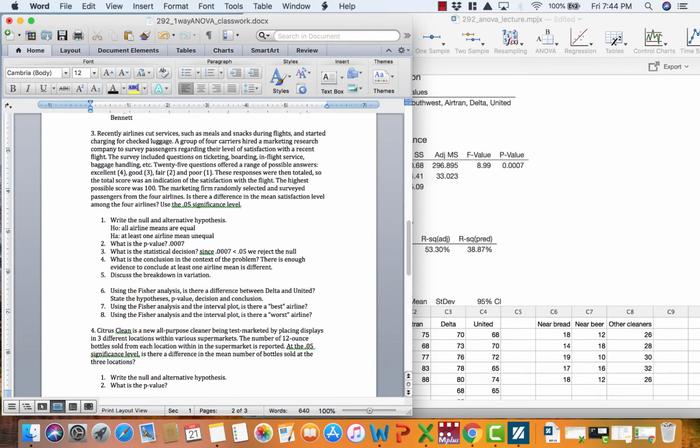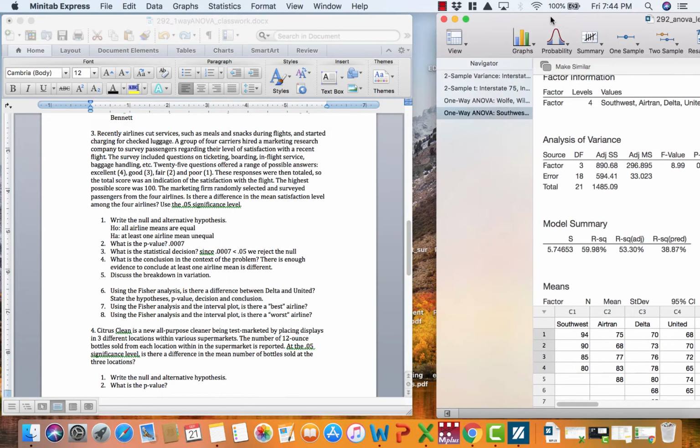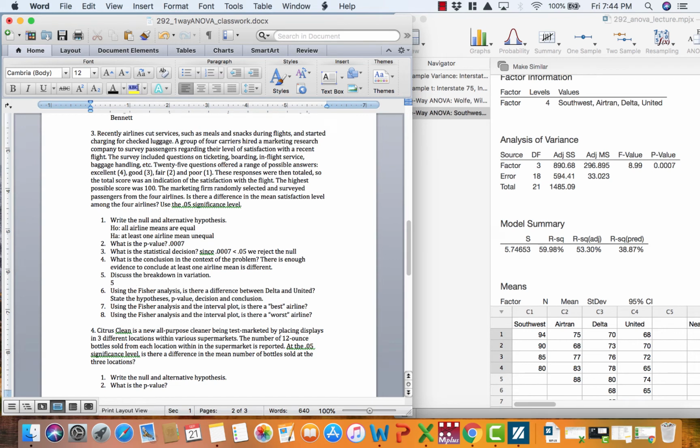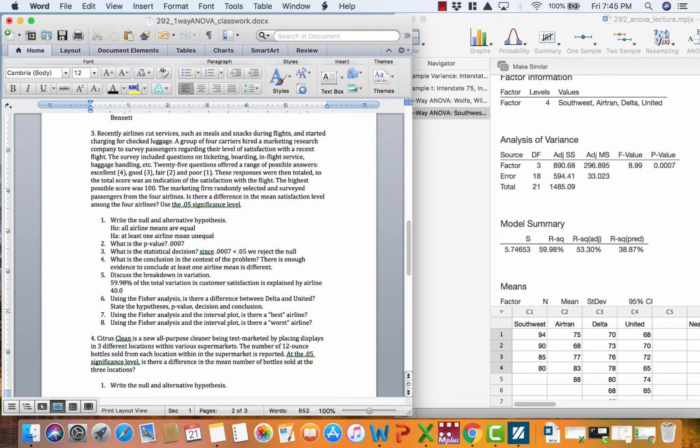All right, discuss the breakdown in variation. We see with R squared, we get 59.98% of the total variation in customer satisfaction is explained. You always want to say what the variation is. So the total variation in customer satisfaction is explained by airline alone, the brand. That leaves 40.02% of the total variation in customer satisfaction unexplained.